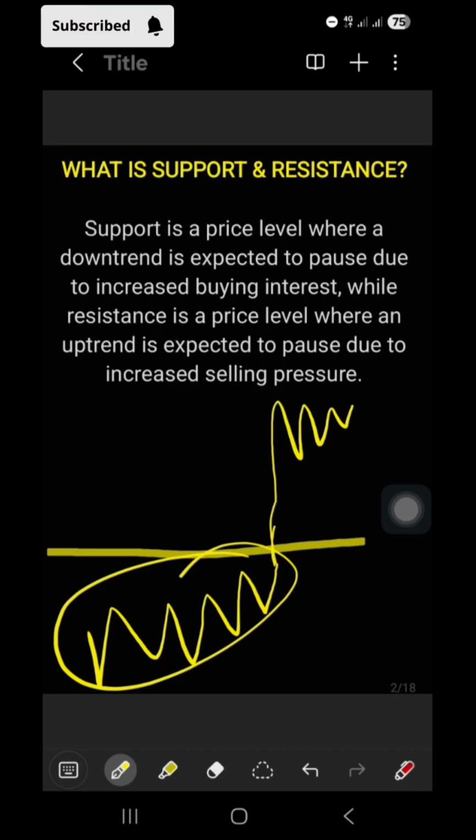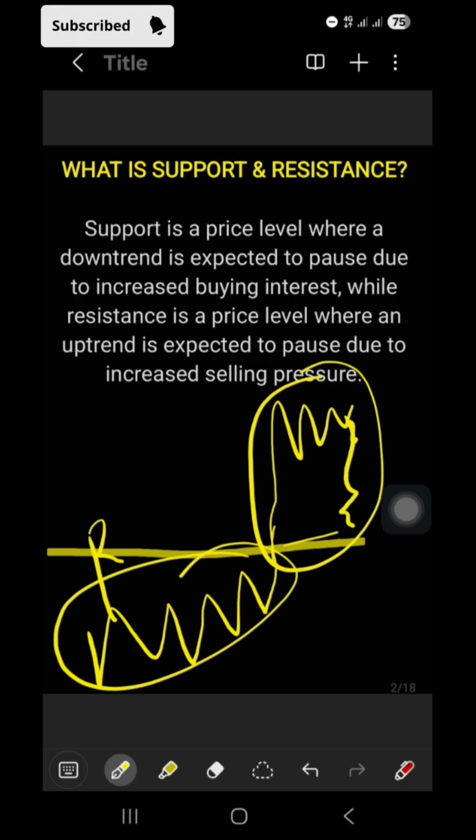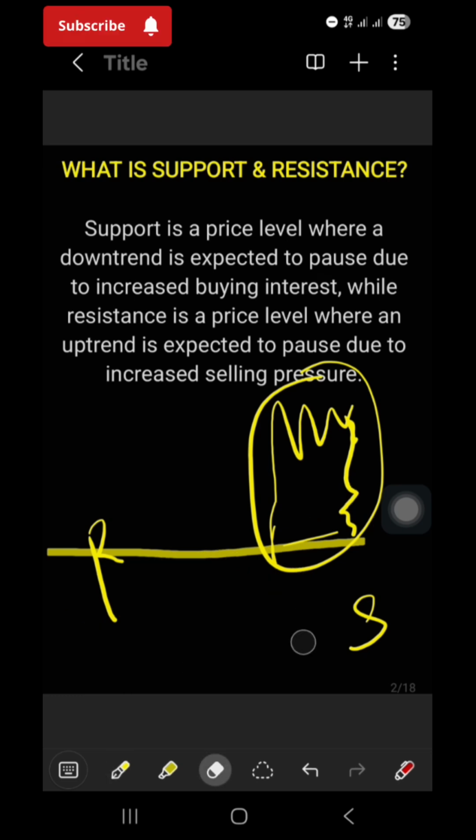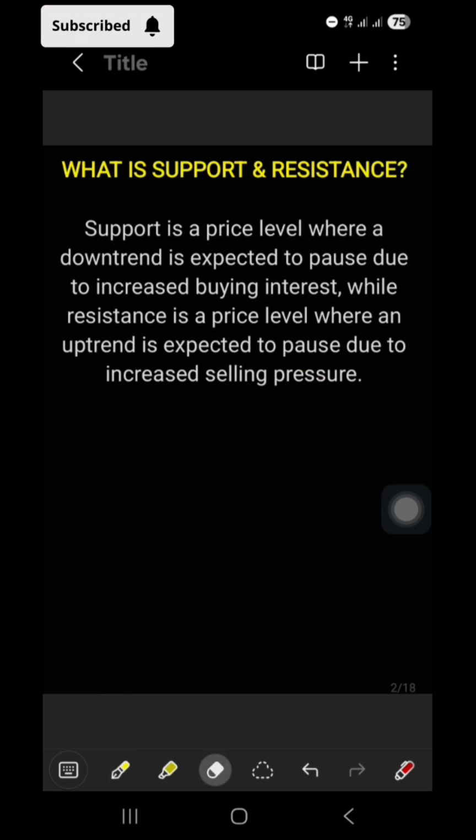So at this point, this line, though it was serving as a resistance here, when the chart comes down, it's serving as a support. The same line, but serving two different purposes depending on where the price is, or depending on where the market is. Do you get the point? So that's support and resistance.